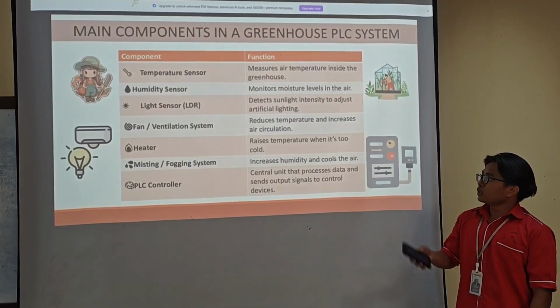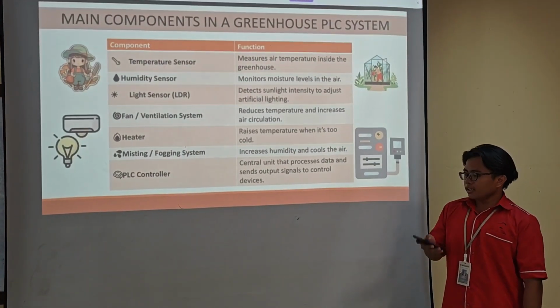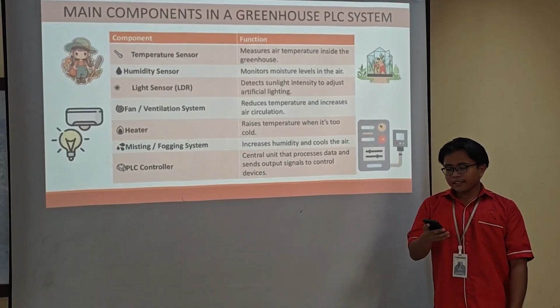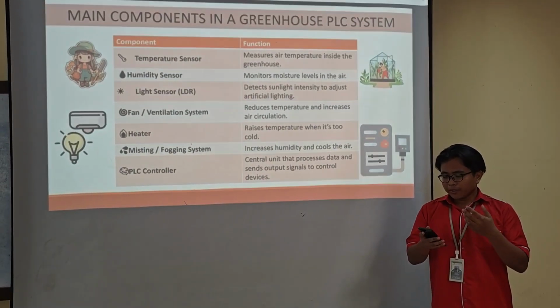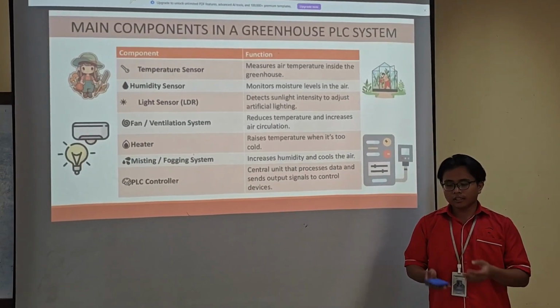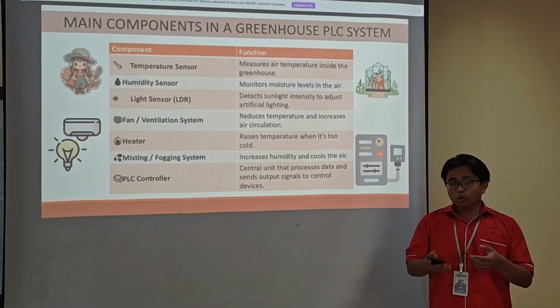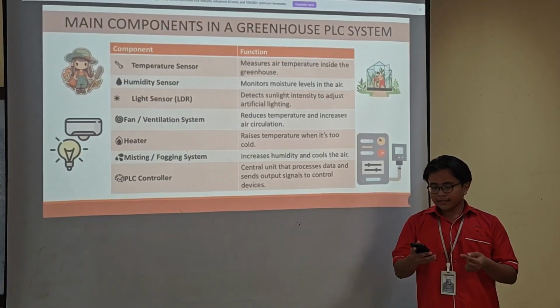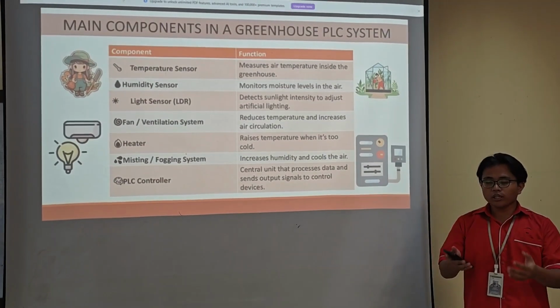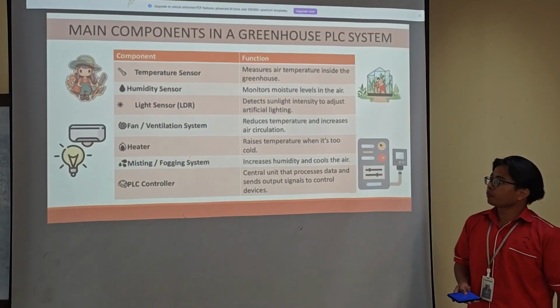Next is the humidity sensor. It monitors moisture levels in the air. This sensor, often a capacitive or resistive type, detects the relative humidity of the air. When the air becomes too dry or too moist, the sensor sends this data to the PLC so it can activate or deactivate the misting system.